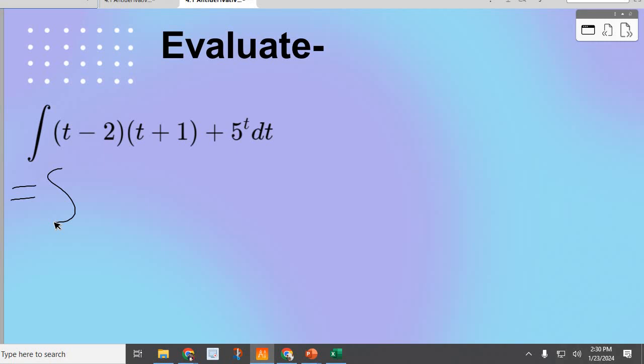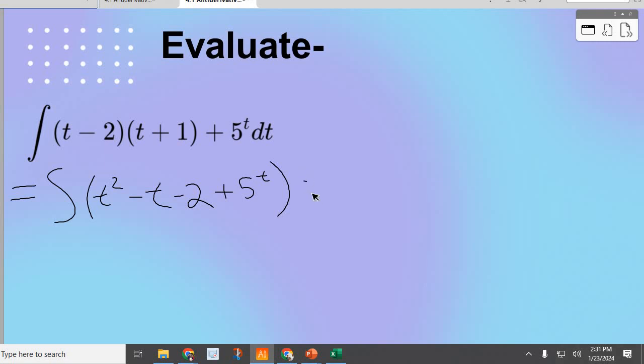Yeah, like multiply it all out. So t times t gives us t squared. t times 1 gives us t. Negative 2 times t is negative 2t, right? So the negative 2t plus t would give us just a negative t. And then I have a negative 2. We're all okay with that.